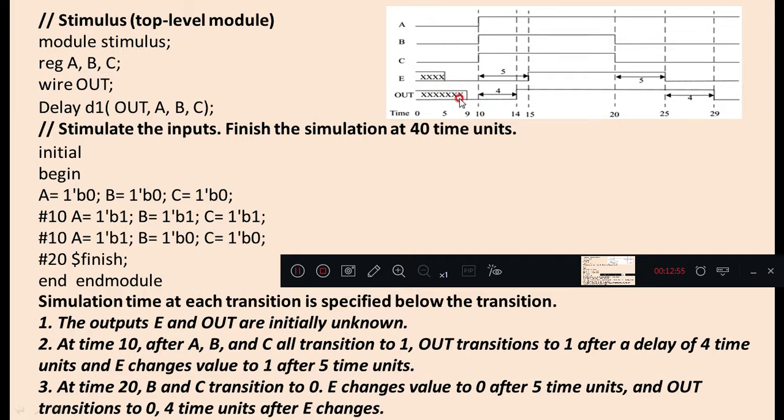Then the out value: since E is changing at time 5 and C is also 0, it will update the output at time 5 plus 4. The OR gate delay is 4. So after a delay of 4 time units, it will update the value. Finally, the out value will change from unknown to 0 at time instant 9.